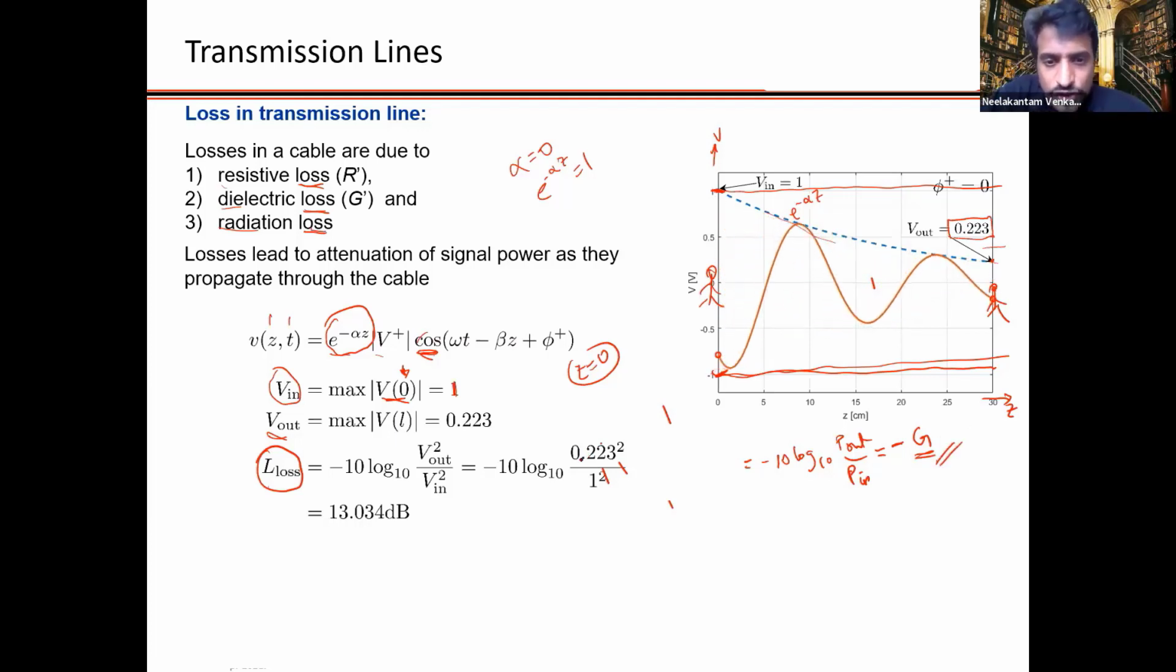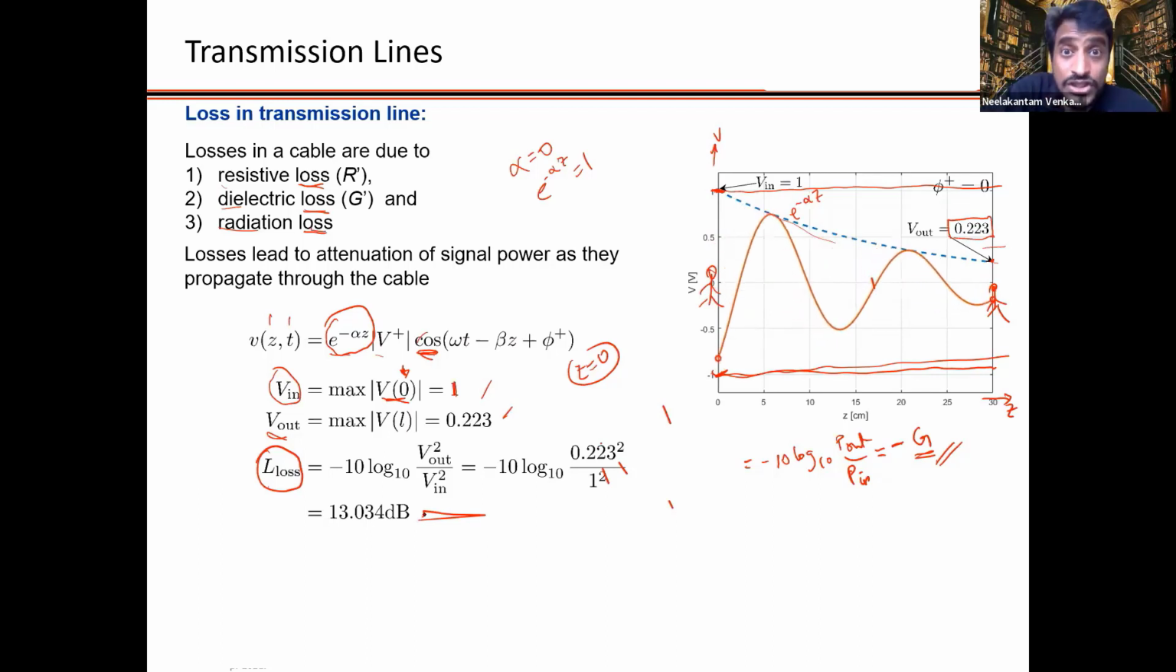Now V out is going to be 0.2231. So when you do that, you get a positive loss. That means you're losing signal. Having a positive loss is not a good sign. Having positive gain is a good sign. Positive loss is not a good sign.